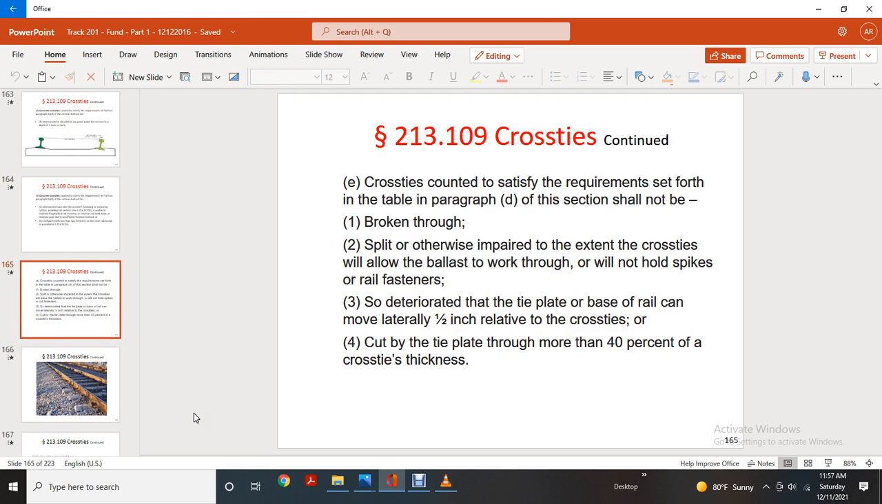213.127C. Cross ties must satisfy the requirements set forth in the table, paragraph D of this section. A tie shall not be broken through, split, or otherwise impaired to the extent that the cross tie will allow ballast to work through or will not hold spikes, with the rail fastened to the tie plate base, or the rail can move laterally 1/2 inch relative to the cross tie. Cover the tie plate through more than 4% of the cross tie thickness.